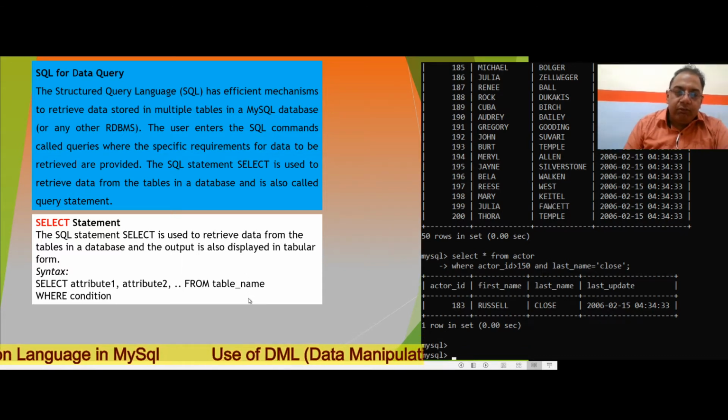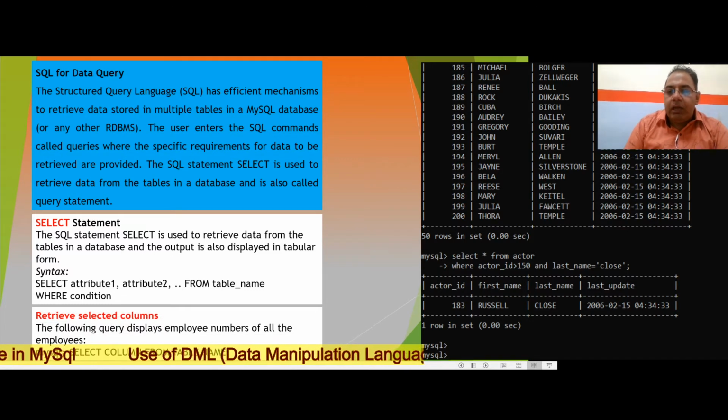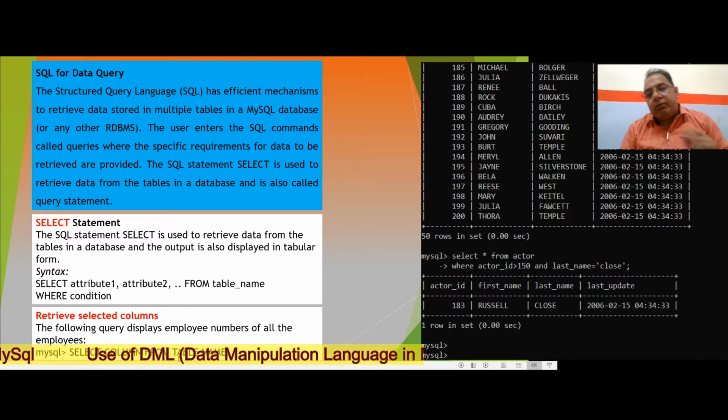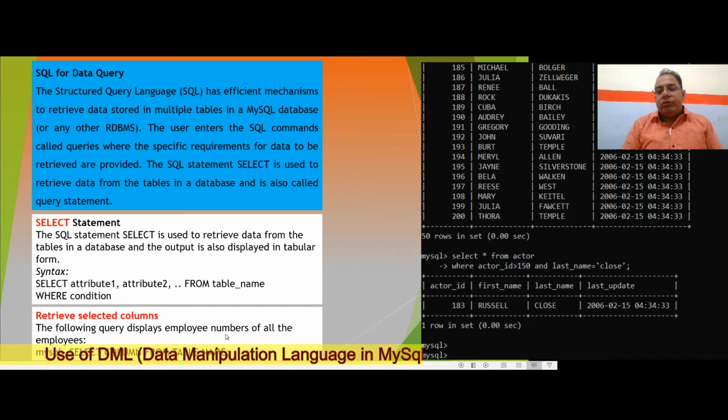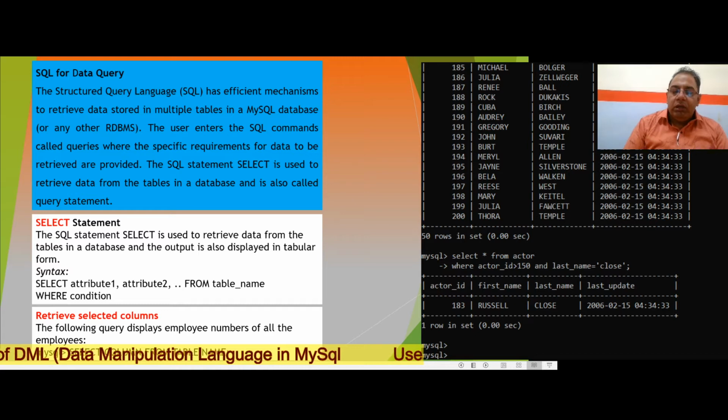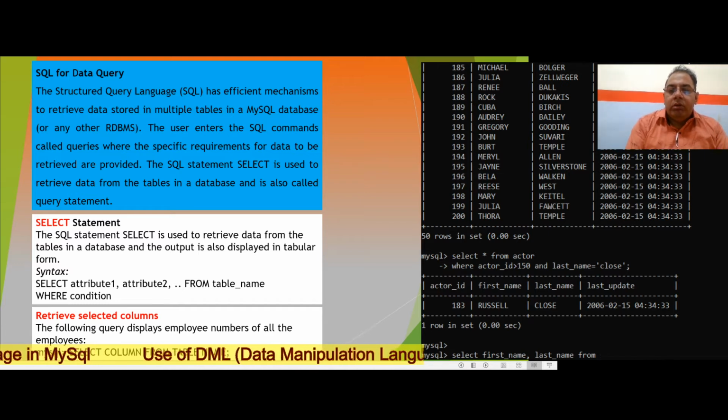Now we will discuss one more command about DML, and the second operation is about retrieving selected columns. Already we have covered that the following query displays the employee numbers of all the employees. Here we want to retrieve the data of selected columns only. For the same, I will write down select first_name, suppose last_name from actor. Now it will display only two columns, first name and last name, from actor.